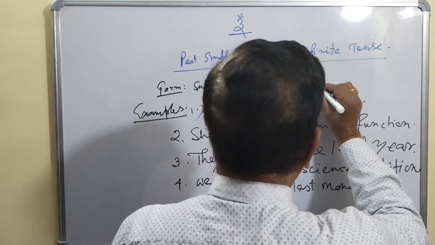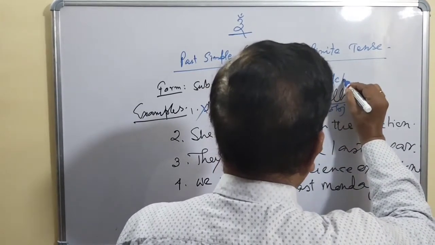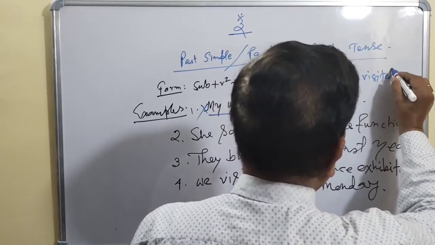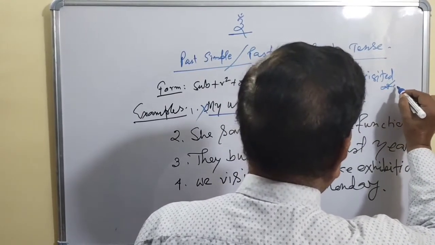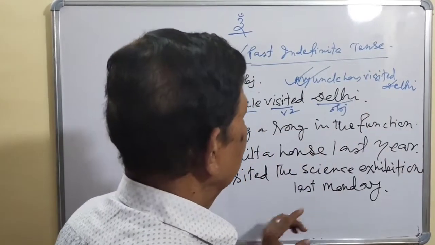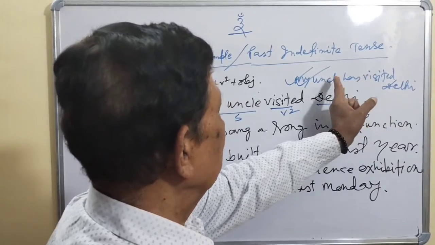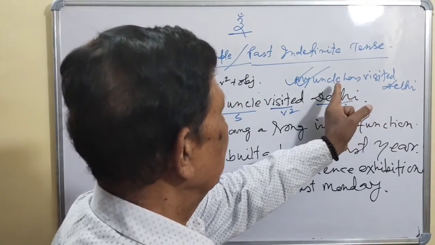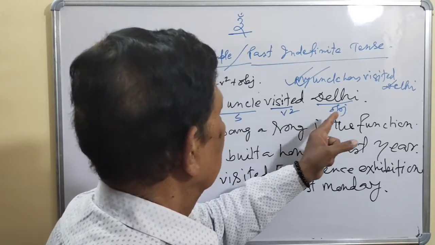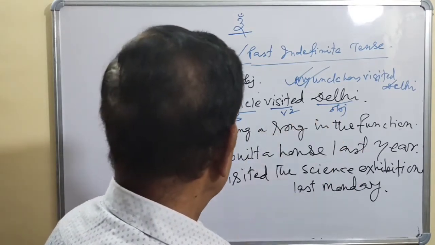My uncle has visited Delhi. This should be the correction. Since no time is mentioned, I have used here the present perfect tense. My uncle has visited Delhi. My uncle visited Delhi is wrong because no time is mentioned.